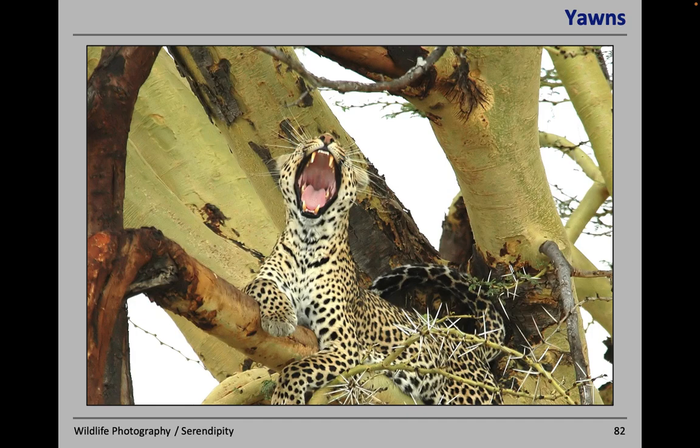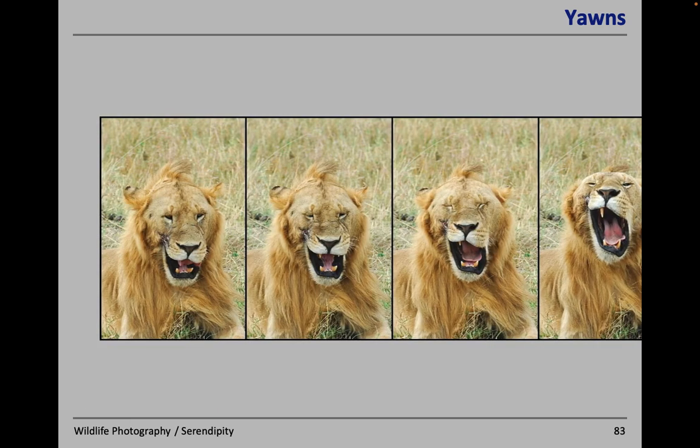That was just lucky that I happened to get right in line with this leopard so that when it yawned, I actually got a picture of its tonsils. That's not something you can usually go for. That's just, again, lucky that it happened to be in the right place when it happened to yawn.